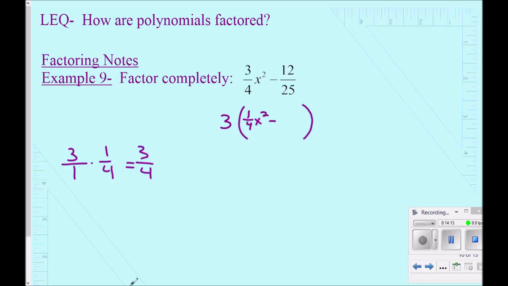Then I'll copy the minus sign. Now I have 3 over 1 times something, and I know that I want it to equal 12 over 25. So I know the 3 has to be multiplied by 4 and the 1 has to be multiplied by 25 to give me 12 over 25. So 4 over 25.